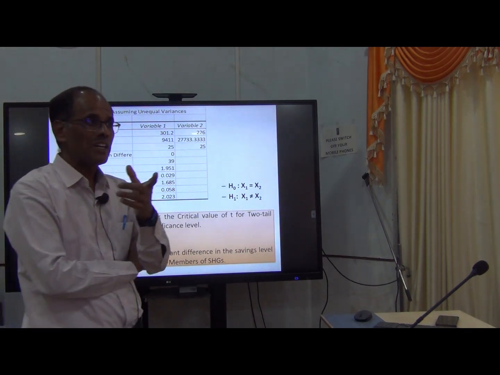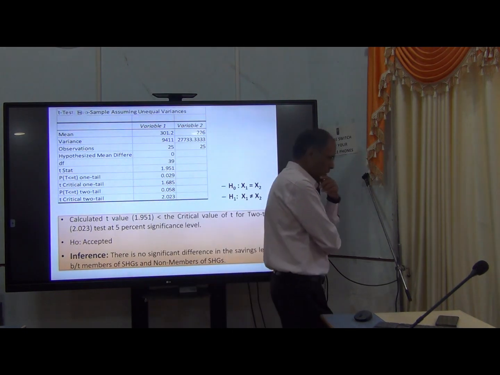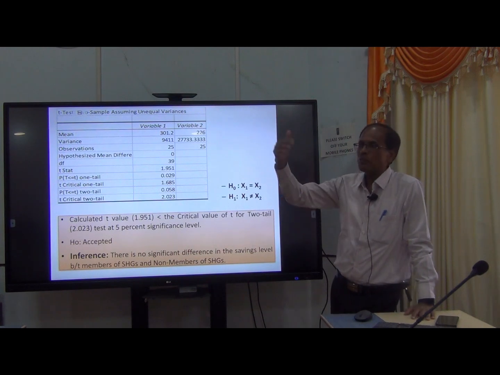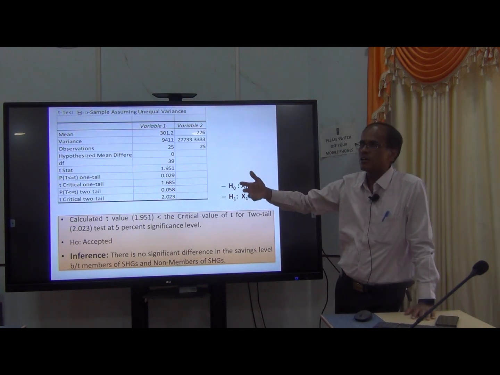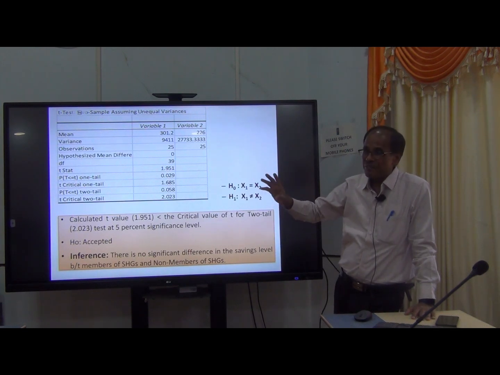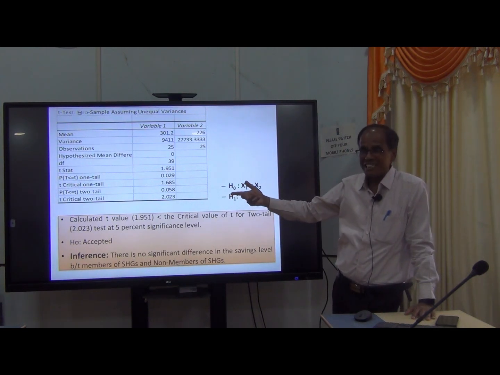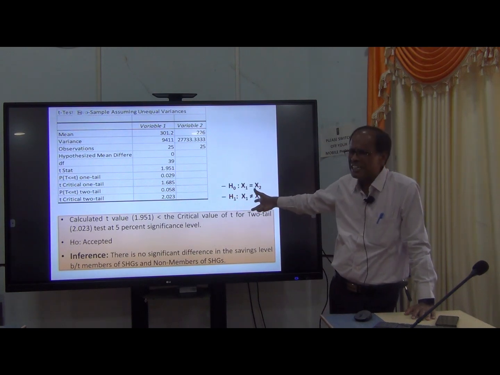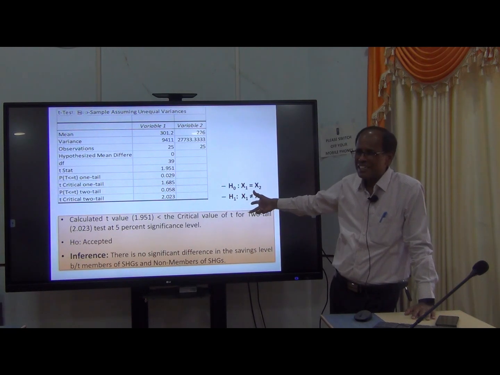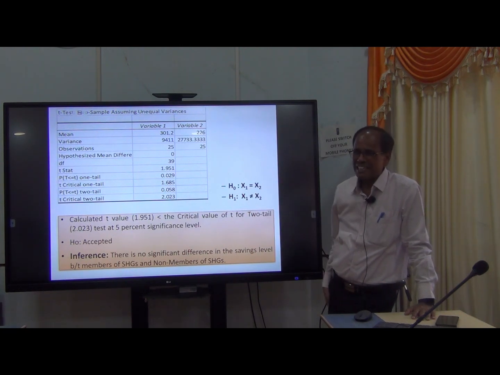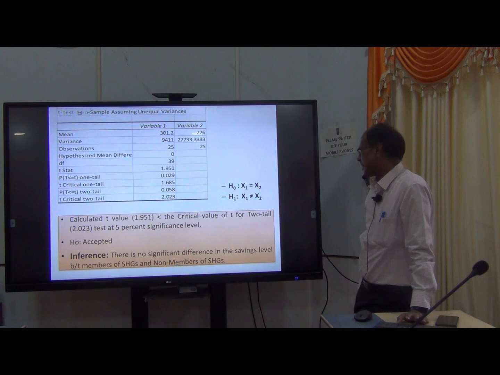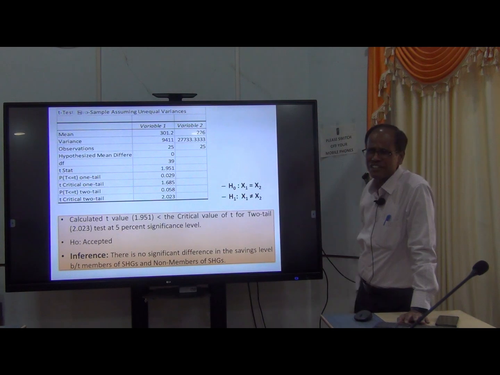The other thing to understand is the number of constraints. If the number of columns and rows keeps increasing, the value of degrees of freedom keeps increasing, so they take values independently. That's one of the procedures. Here the ultimate inference is that there is no significant difference in the savings level between members of SHG and non-members of SHG.